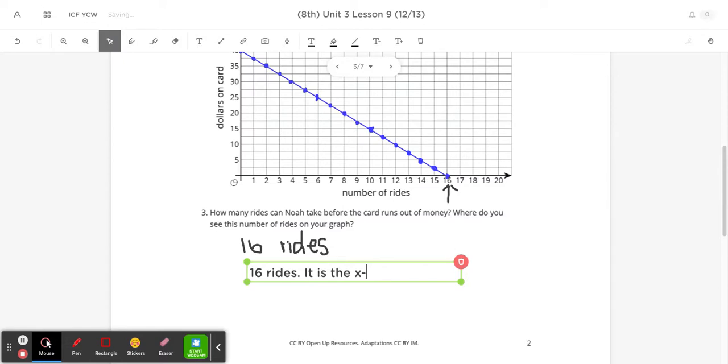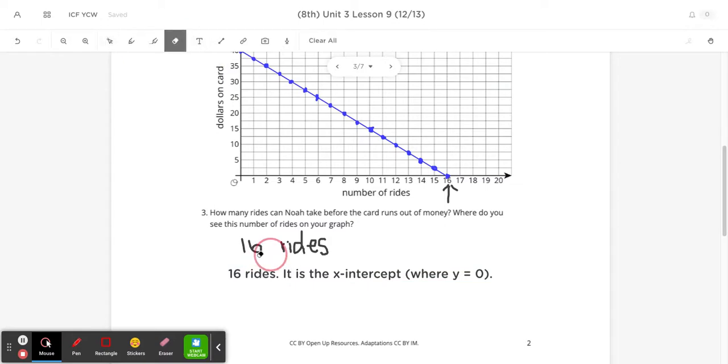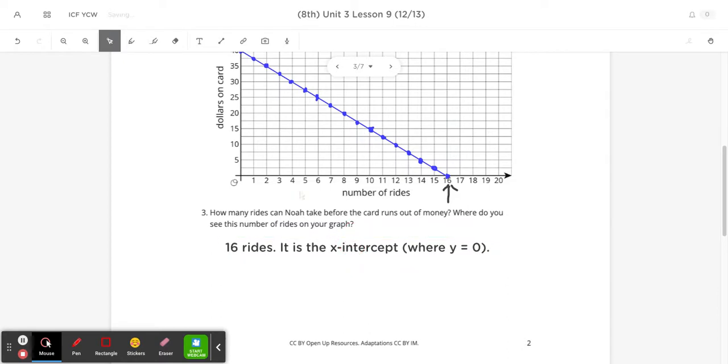It is the x-intercept, which is where y equals 0. And that makes sense, right? Because if y equals 0, then we know that the number of dollars left on the card is 0. Y is cost and/or dollars on card, and if y is 0, then there's no more dollars left on the card.